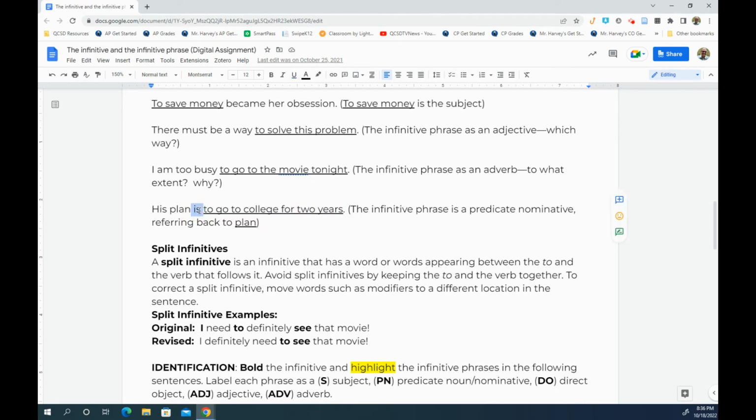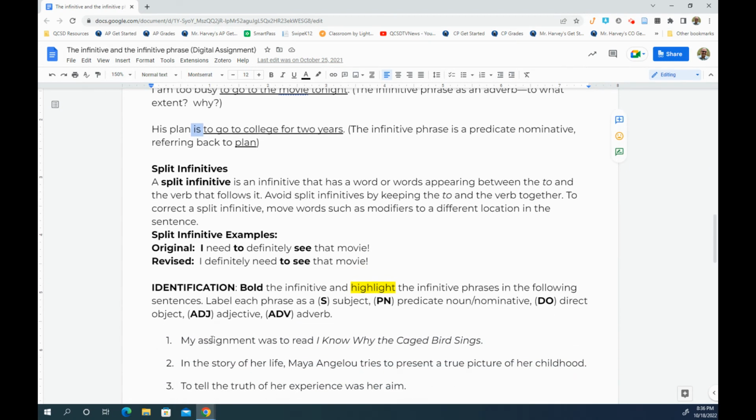And you can identify predicate nominatives by first looking for the verb to be, the to be verb, which in this case is. One of the main reasons we study infinitives is to avoid this common grammar mistake, which is called the split infinitive.